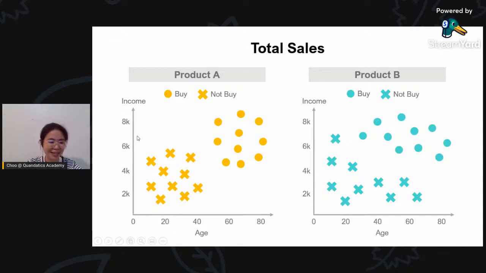Okay, so any insights that you can deduce in product A? We now have two factors, income and age. And from past experience, the dots are the buying groups and the crosses are the not buying groups. So what can you deduce from here?